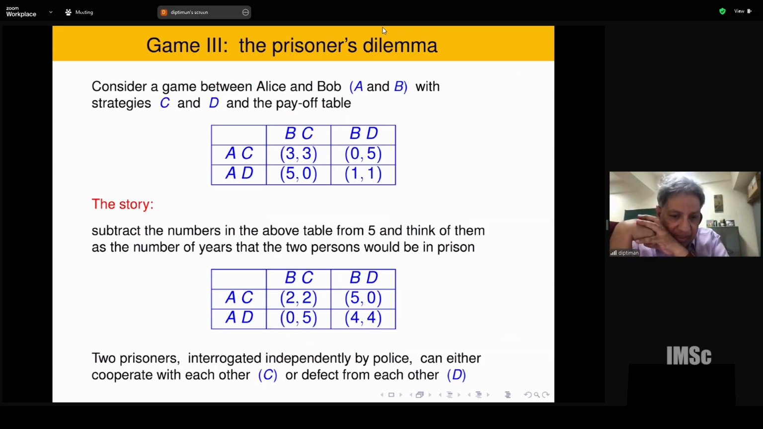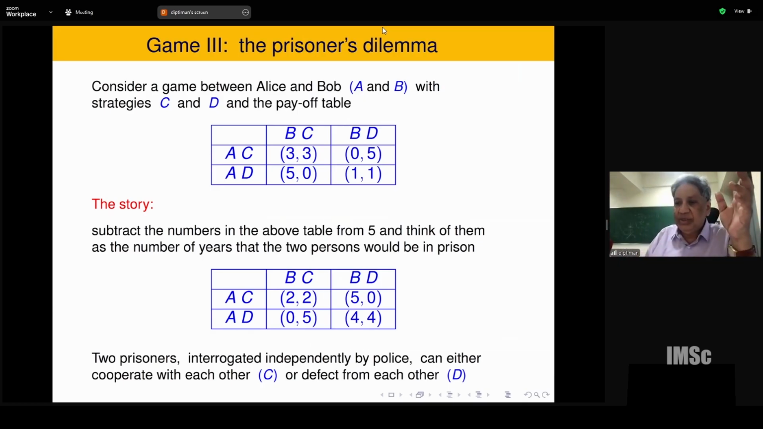So the idea is that there are two prisoners. They're interrogated independently by police. The police put them in different rooms so that they can't talk to each other. And the police ask them, did you do this crime or did you not do this crime? The police have a suspicion that they both participated in the crime, but the police are not absolutely certain. So that's why they're interrogating them. The two prisoners can decide right in the beginning, before they're put in separate rooms, that they'll always cooperate with each other. So they'll both tell the police, we did not commit this crime. Neither of us committed the crime.